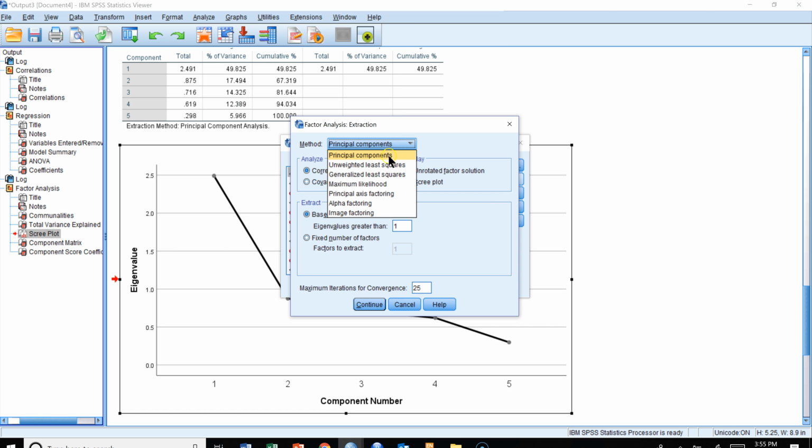There are really 2 main types: principal components and principal axis factoring. Now the difference is that principal component is basically using all the variability of all the questions. Principal axis factoring goes about finding the best fitting underlying factor or dimension, but it acknowledges that questions have their own unique variance that isn't related at all to the factor.